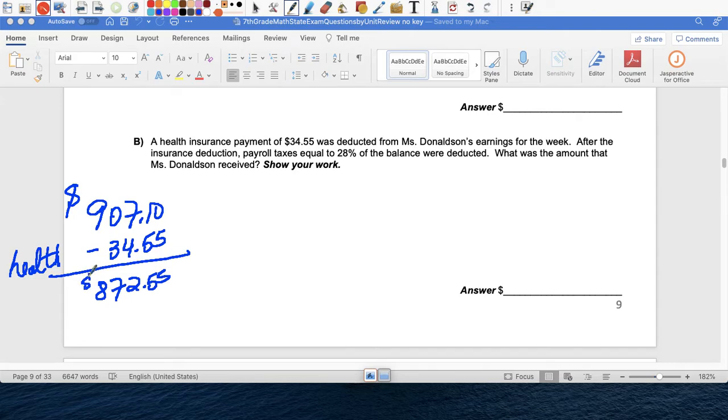So this is the health insurance. Now there's taxes. You have to pay taxes. So let me draw a bar model. Right now, after you paid your health insurance, this is how much you think you're taking home.